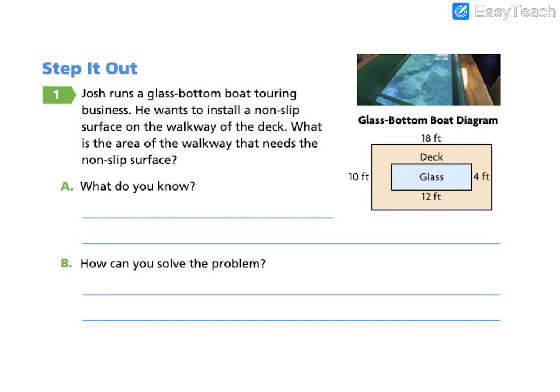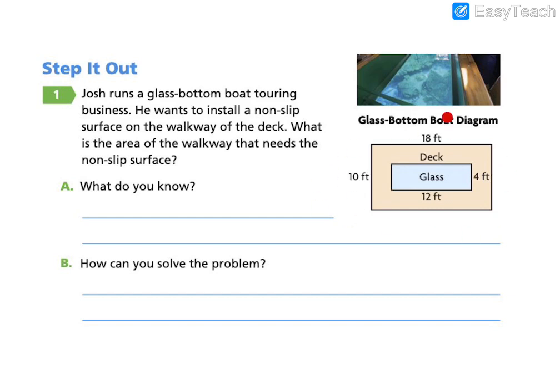Number 1. Josh runs a glass bottom boat touring business. That's a picture of what that looks like. It's when there's a glass bottom on the boat. So you're on the boat and you're looking into the ocean. He wants to install a non-slip surface on the walkway of the deck. So he obviously doesn't need it to go over the glass because no one's going to be walking over that section of the boat. What is the area of the walkway that he needs the non-slip surface?